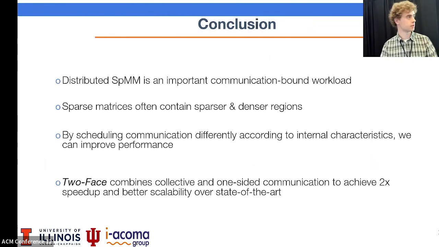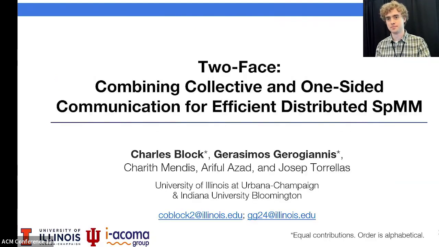So in conclusion, SPMM is an important communication-bound workload in a lot of today's applications, and existing communication methods aren't exactly optimal because sparse matrices often contain sparser and denser regions. By paying attention to this variation internally, we can schedule communication differently according to those characteristics and improve performance. We implement these ideas in two-phase, which combines collectives and one-sided communication to achieve about a 2x speedup and better scalability over a bunch of state-of-the-art algorithms. So we're happy to take any questions.